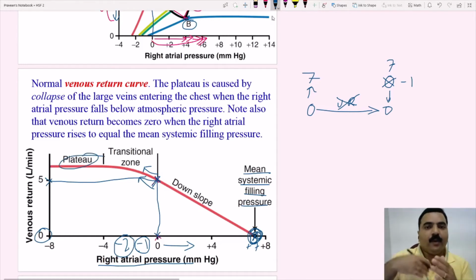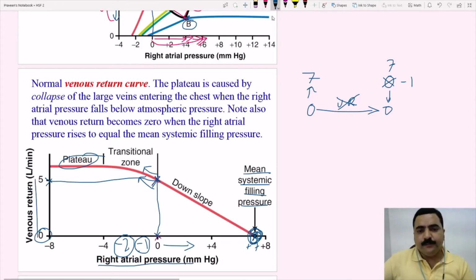That means you cannot increase further, because the negative pressure that you have created causes compression. Negative pressure is always compared to the atmospheric pressure, so it is negative relative to the atmosphere. If it is negative relative to the atmosphere, the atmospheric pressure will start to compress it, and then the venous return cannot increase further. That is why it reaches a plateau. So hope you understood this graph, the normal graph of the venous return.